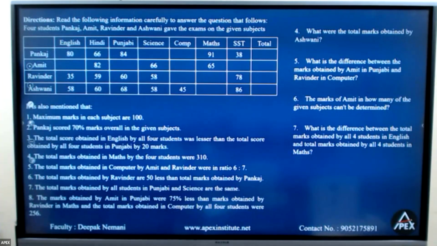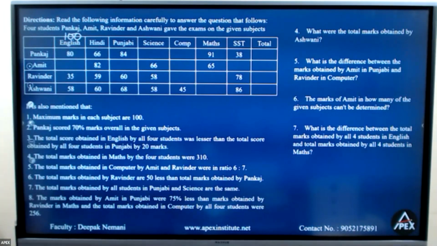Fine. So you all have wasted time in this set. Now how do I decide whether to attempt this or not? Let's first try to understand this question. 4 students, Pankaj, Amit, Ravinder, and Ashwini, gave the exams on the given subjects. So how many subjects? 7 subjects: English, Hindi, Punjabi, Science, Computer, Maths, and Social Studies. Maximum marks in each subject are 100.